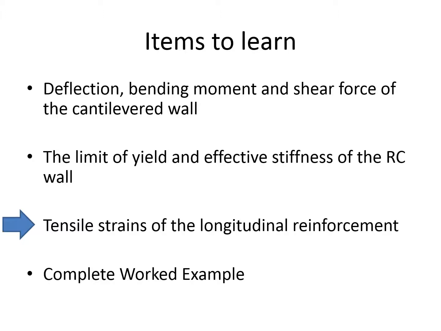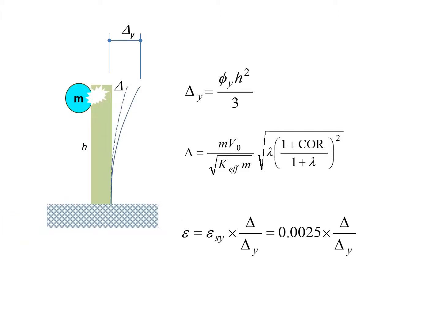Tensile strength of the longitudinal reinforcement. Given that we have found the value of delta, which is generated by the impact, and the value of delta at the limit of yield, we may use the principle of proportionality to find the longitudinal tensile strength of the reinforcement.